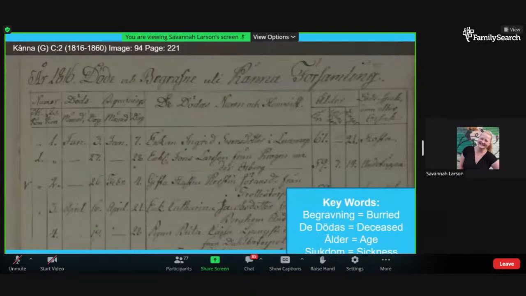So here's what a death record might look like. Some key words are begravning, which means burial, and you can see that right here. Döda, which means deceased or death. And then you've got older, which is the age, and you can see that right here. And sjukdom, which is the sickness, and you see that right here. So it starts at the top and wraps around to the second line here.